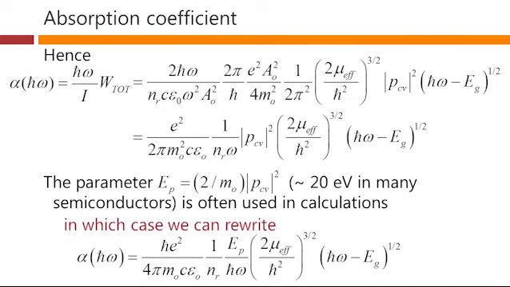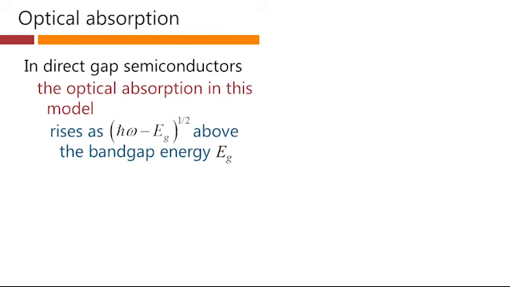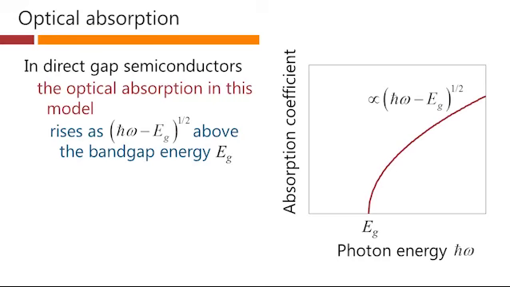So using this E_P parameter as the more conventional unit that we typically have for expressing P_CV squared, this is our formula then for the optical absorption coefficient in a semiconductor in this model. In direct gap semiconductors, this optical absorption model gives us an absorption that rises as the square root of the photon energy's excess energy above the bandgap energy. So in this model, here's what the absorption coefficient would look like.